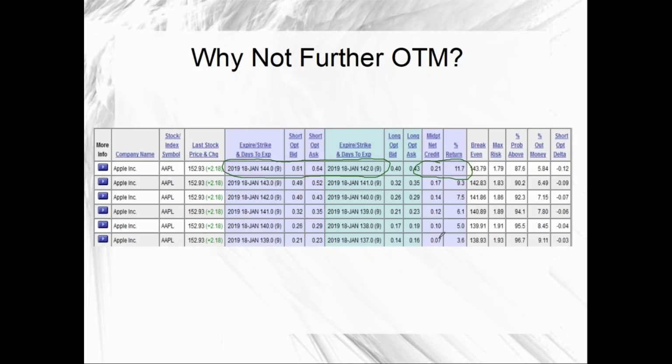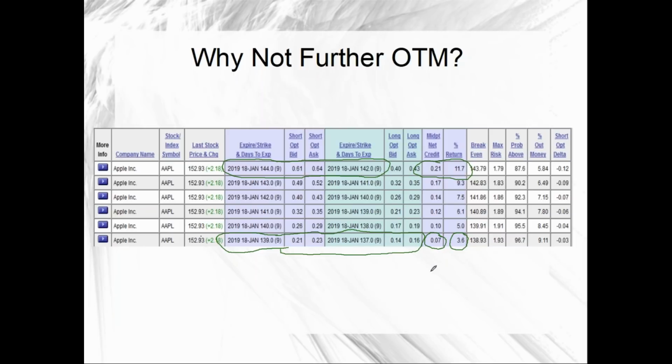Now I could go with a higher probability, up as close as 96, 97%, and with a stock at 152, almost at 153, I could sell the 139 put for about 22 cents, midpoint, and buy the 137 for about 15. Well, this is only going to give us a net credit of 7 cents. It's still a 3.6% return for 9 days.